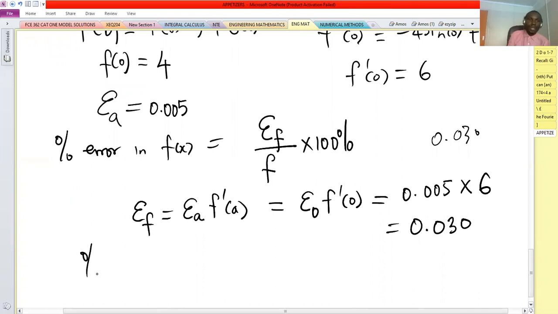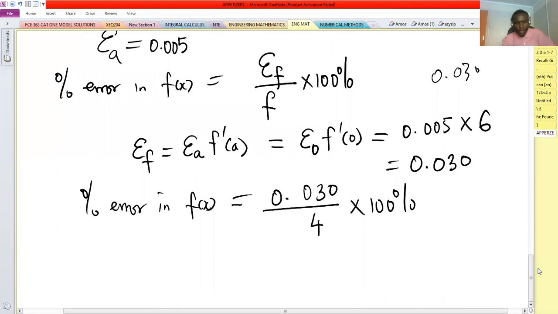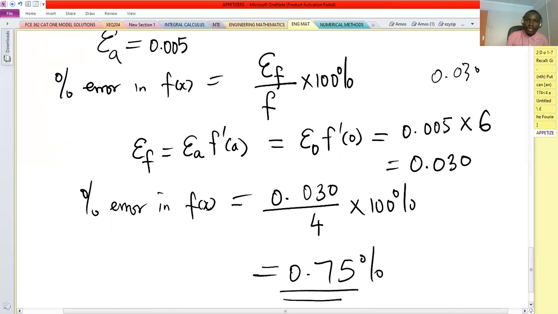So therefore, the percentage error in the function f of x will be given by 0.030 over the true value of the function, which we have calculated to be 4, and then times 100%. When you work it out, we have 0.030 divided by 4 times 100. So we get 0.75%. So therefore, this is the answer.